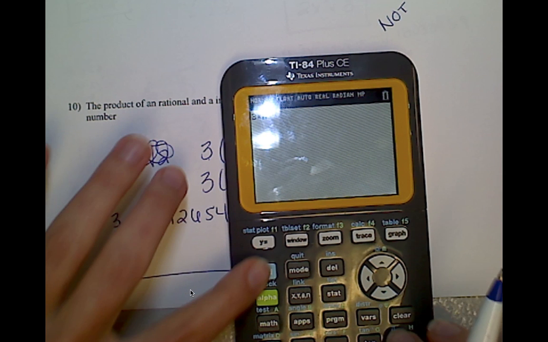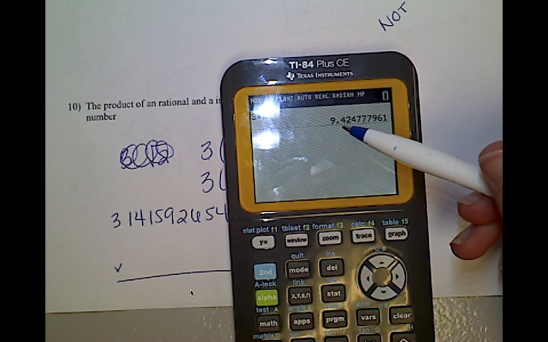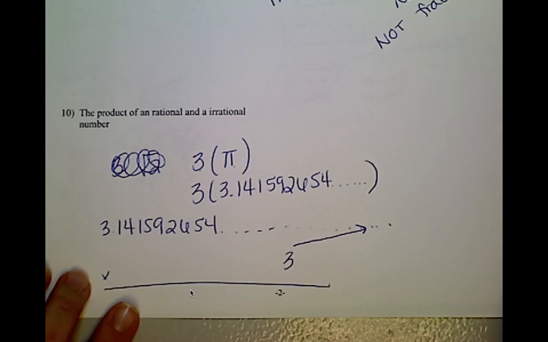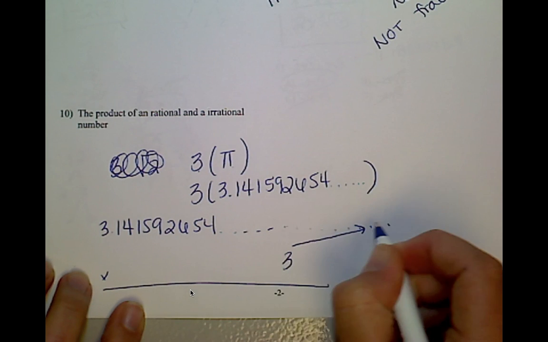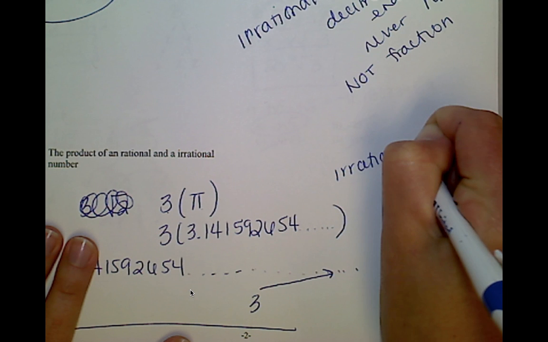Also, you can look right here. 3 times pi. Once again, that decimal, it rounded it off because it ran out of room. But there's no pattern to that. So therefore, you're going to be multiplying forever. Those digits go on forever. So therefore, it's going to be an irrational number.